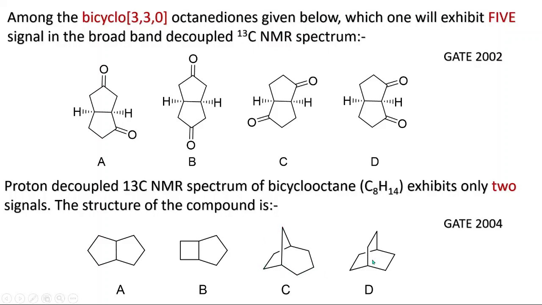So what remains is option D, because there is a plane of symmetry like this and this. There is a plane of symmetry like this also. So for all the CH2 we will have one signal, and for these 2 CH2 we will have another signal. So we will have a total of 2 signals for this molecule. Option D will be the correct answer.